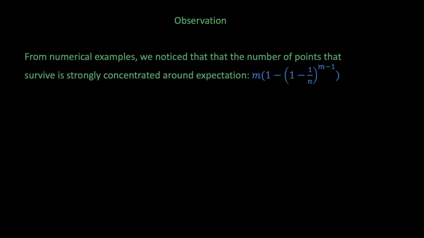Now remember, from the numerical examples we showed, we noticed that the number of balls that survive is strongly concentrated around the expectation we just calculated. It turns out that we can prove that this is true using a martingale inequality, which is called Azuma's inequality. The inequality is slightly outside the scope of this video, so I'll skip the details, but definitely feel free to research it if it sounds interesting.